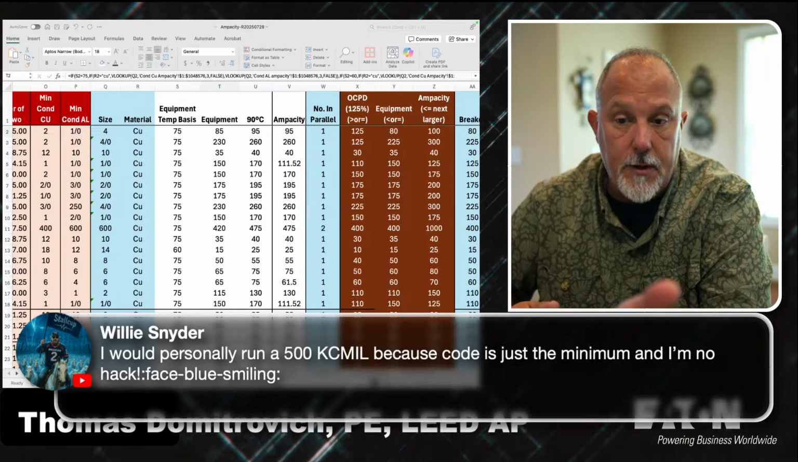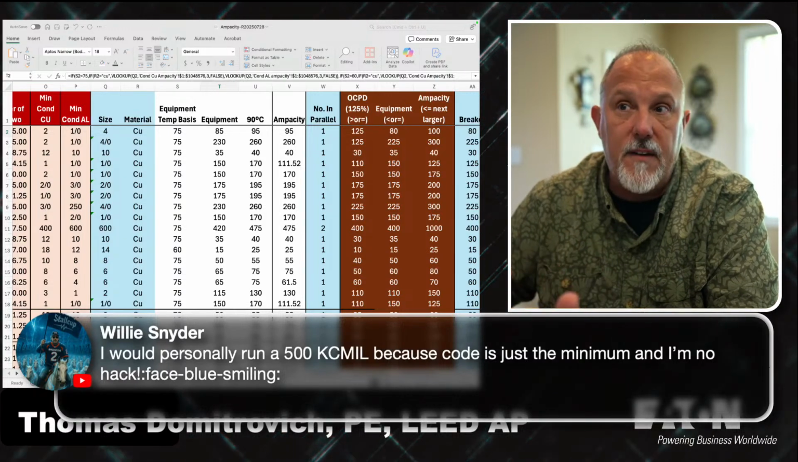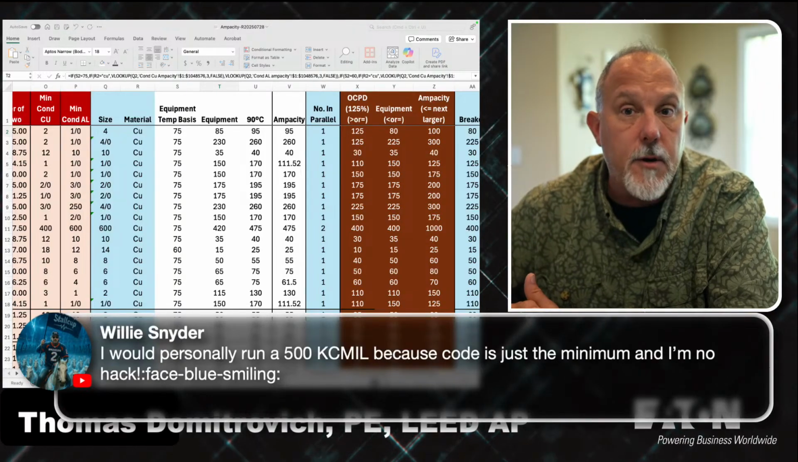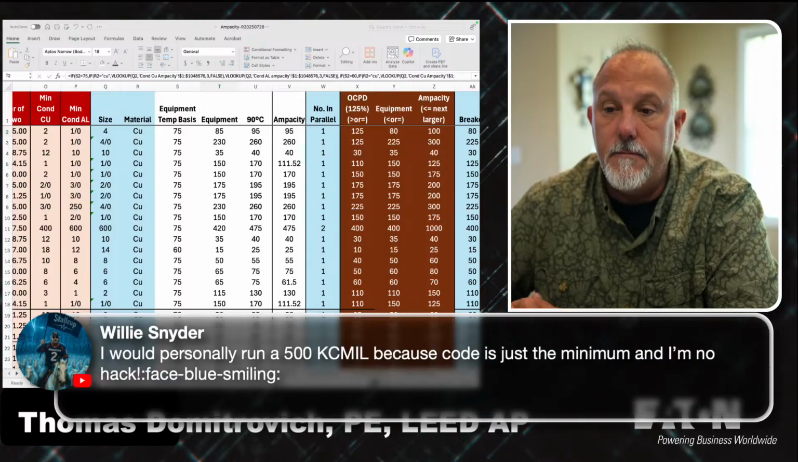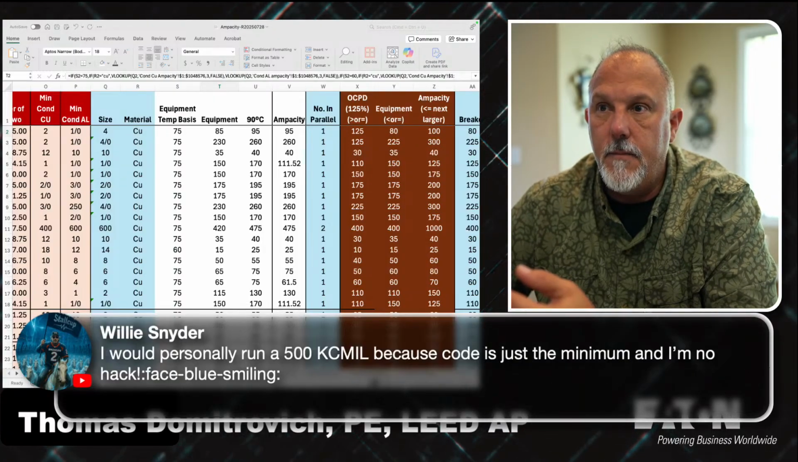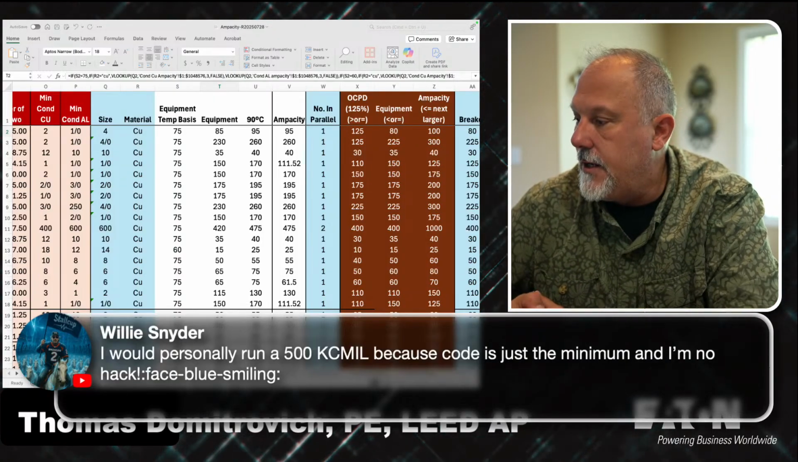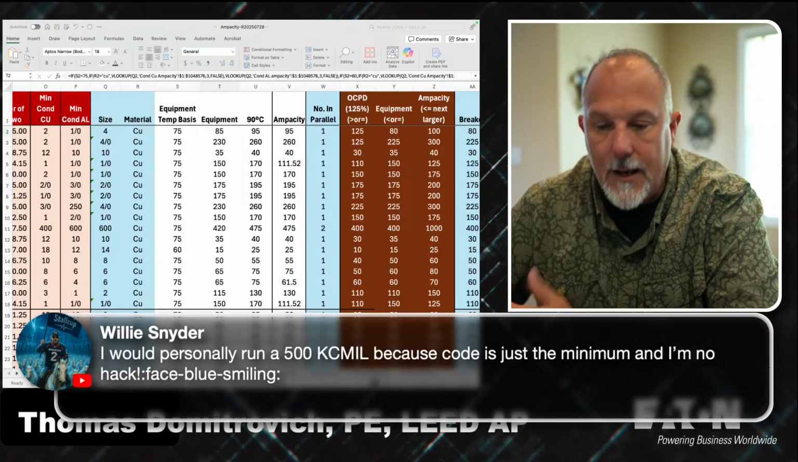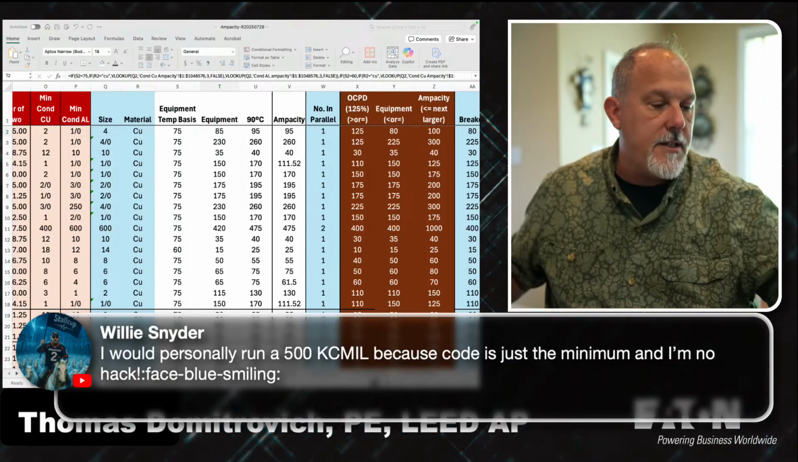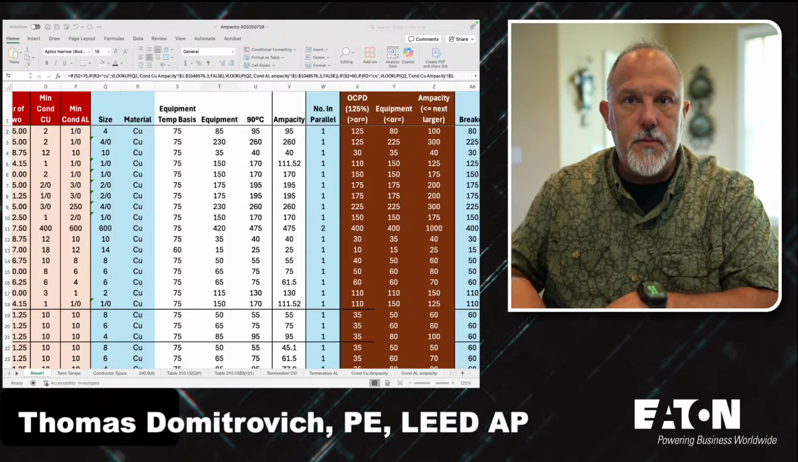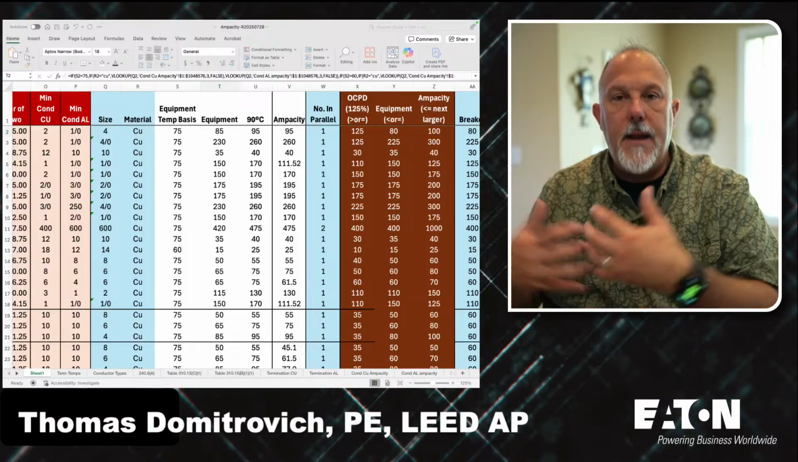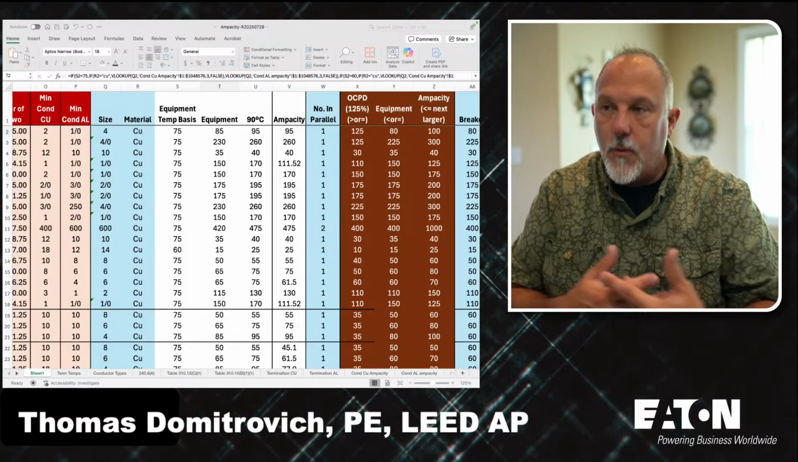Because to your point, Willie, you know, like me, I put ground fault circuit interrupters where I don't necessarily require them. It's above and beyond. I'm not a hack, right? Smiley face. But I know you agree with that as well. So that is, I like this. I like this discussion because it really helps. It really helps solidify the marriage with 110.14.